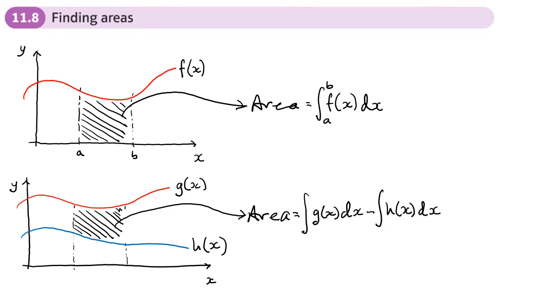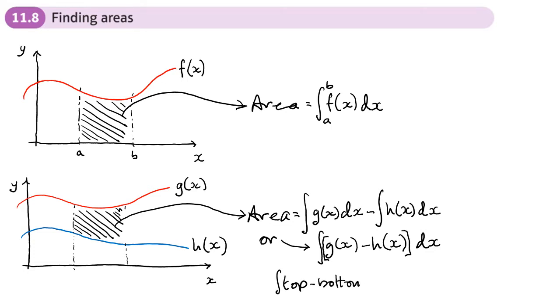Or what we can do is subtract the functions first, then integrate. So you take the top graph, subtract the bottom one, work out what that is algebraically, and then integrate. My preferred method is this one, because it means you only need to integrate once. So basically it's the integral of the top minus the bottom worked out algebraically, and then dx.